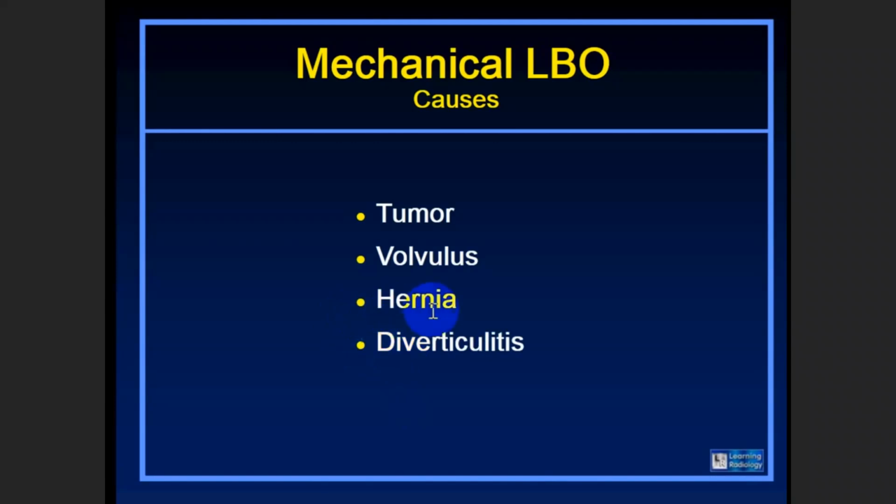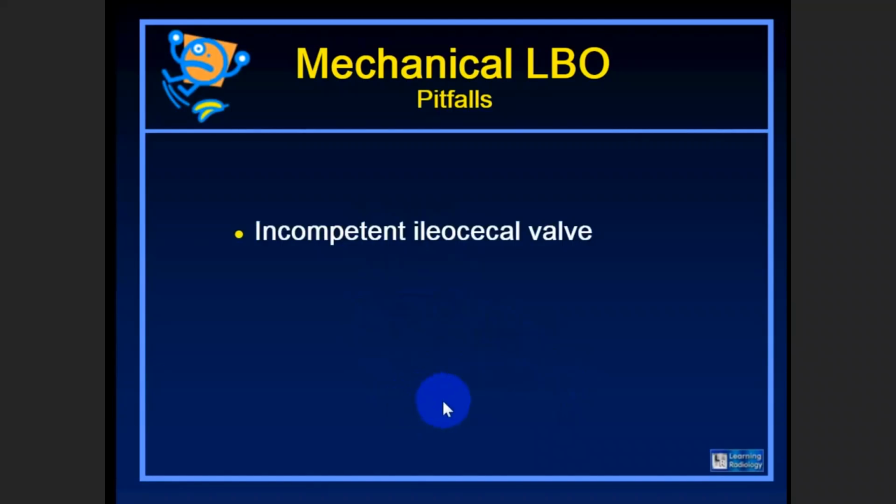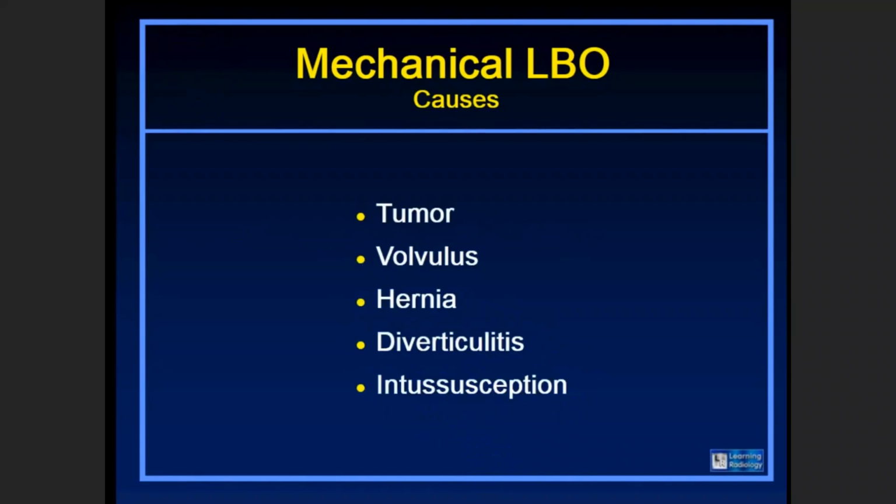Diverticulitis. Diverticula mean outpouching of the normal colon. This diverticula can be a normal finding, but sometimes it can have some type of itis, which is an inflammation. Then we have intussusception, as we mentioned previously, common in the pediatric population. These are the causes of large bowel obstruction: tumors, volvulus, hernias, diverticulitis, and intussusception. And the commonest site for diverticulitis is the sigmoid colon.